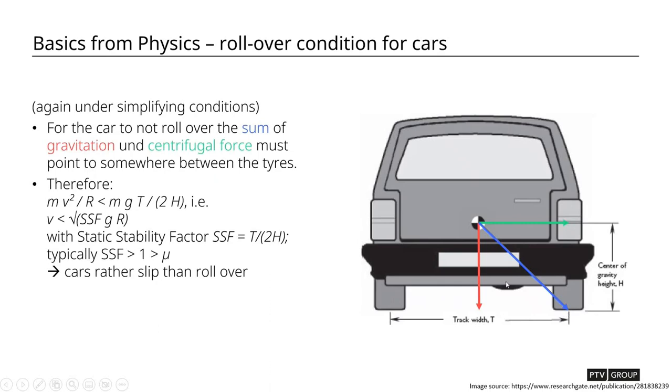And when you do the calculations and you calculate this so-called safety stability factor, which relates the track width of the car, so the distance of the tires, if you want, and the height of the center of mass above ground, then you will realize that cars would rather slip from the road than roll over, which is good, because slipping off the road is already not good, but rolling over is worse.